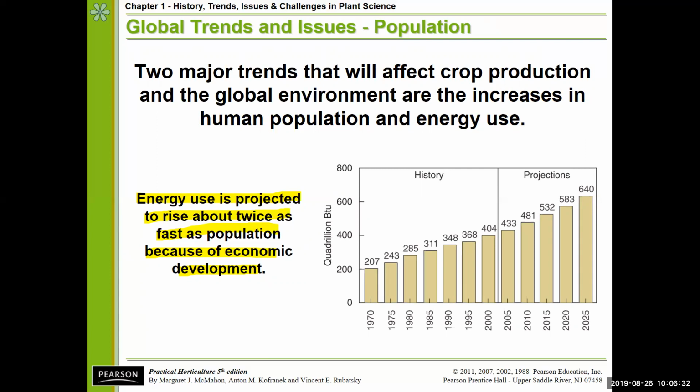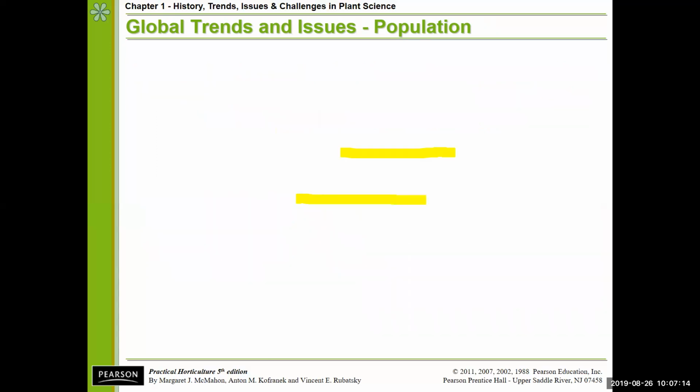So even though the population is not doubling, they project the energy use will double. And that's because of economic development. Right now we see that it's the developing and developed countries that use the most energy. If we think about China and India, these rapidly developing nations, they're using more and more of that energy. And as we shift from being undeveloped and, economically speaking, poor countries to obtaining more wealth, we shift the way that we use that energy too.